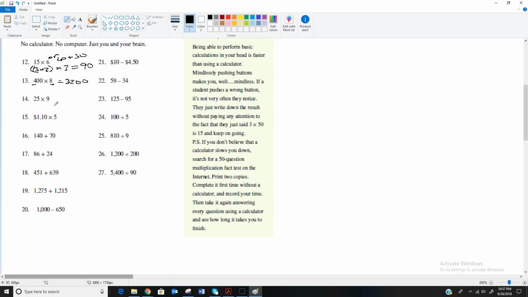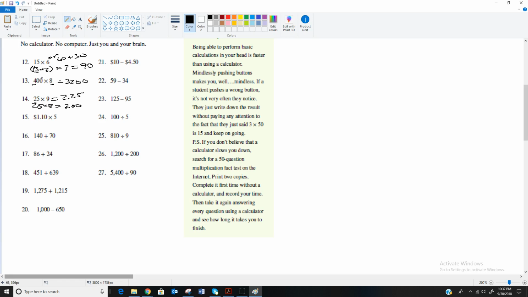25 times 9, you can think of quarters. You can count by 25, so 25, 50, 75, 100. That's 4 quarters, and that gets you to 100. 4 more quarters, so that's 8, would get you to 200, and then another quarter. So 8 quarters, 25 times 8 is 200, so 25 times 9 would be 225.